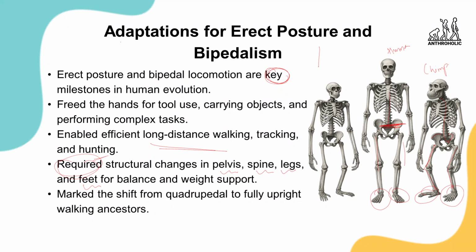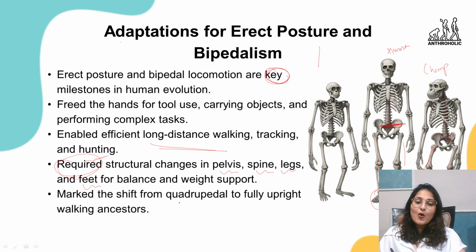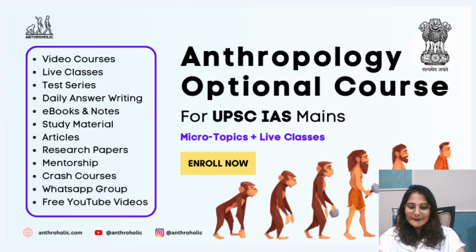So these kind of structural changes are very, very important for the kind of development that we have got ourselves into, that is bipedalism. And they also mark the shift from quadrupedal to fully upright walking ancestors. Quadrupedal means four legs. So from four to two legs, this shift happened gradually, and it helped our ancestors to walk straight, and that freed our hands, and because of that we developed ourselves into who we are today. The most advanced species, you can say.